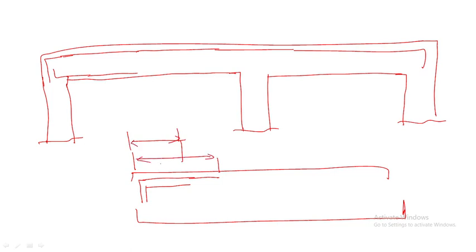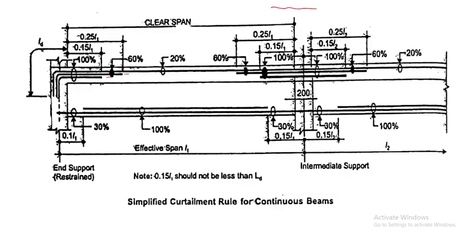I think you got it now. It is the same case for the opposite support also, right? For the opposite support also it is the same. Now here you can see at the middle point again there are two bars, one here and one here.